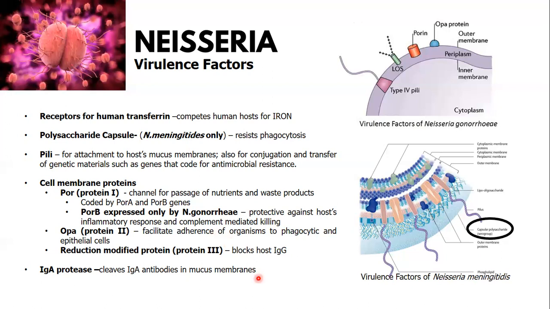And the fact that Neisseria gonorrhoeae and Neisseria meningitidis secrete IgA proteases that can cleave IgA antibodies present on mucosal surfaces means that these antibodies would be destroyed, and as a result, Neisseria gonorrhoeae and Neisseria meningitidis would be able to colonize and establish infections in mucosal surfaces.